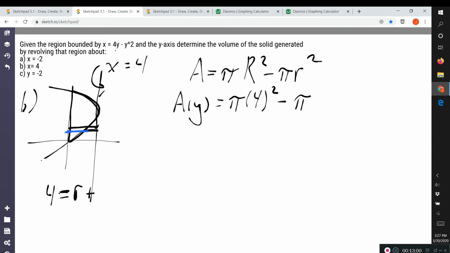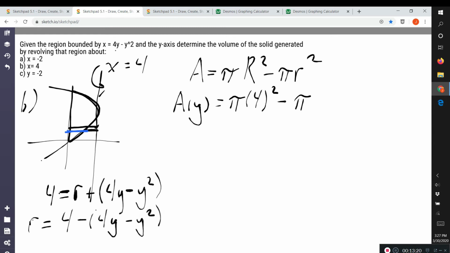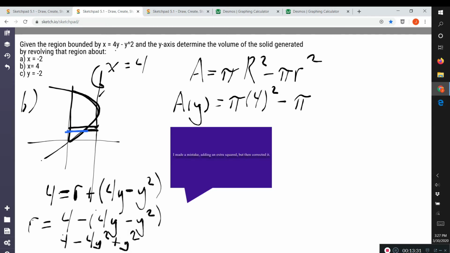But the blue region is the distance of the curve, 4y minus y squared. So we can solve for our little radius by simply subtracting it over. Our little radius is 4 minus 4y minus y squared. Now I'm going to simplify this just to make it easier for our calculus purposes. 4 minus 4y plus y squared. And so my little radius is 4 minus 4y squared.